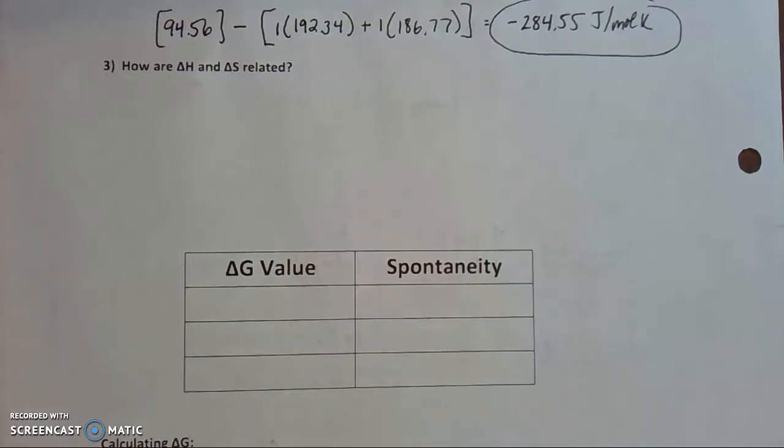So we're going to talk about how delta H and delta S relate to one another with spontaneity. We're going to be able to predict whether a reaction as written is going to just occur, be spontaneous or not, and if there is a specific temperature range at which it might switch from its spontaneity. So we're going to use something called delta G to calculate this.